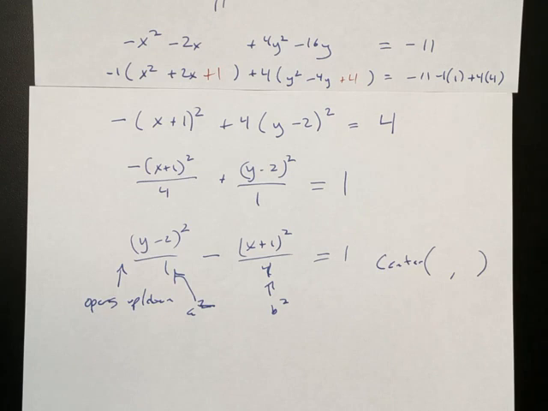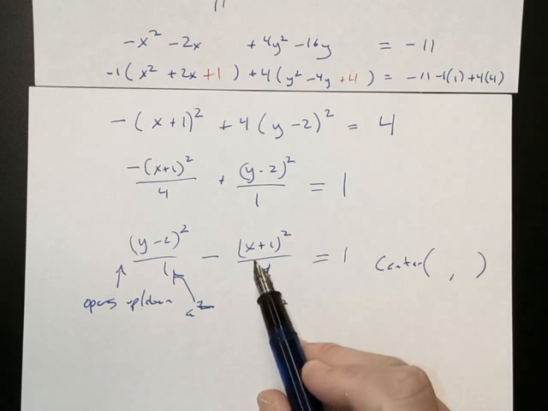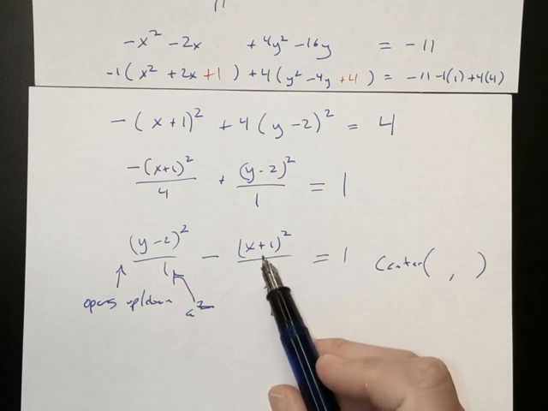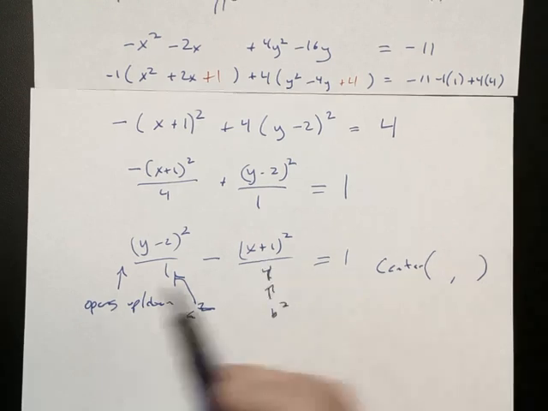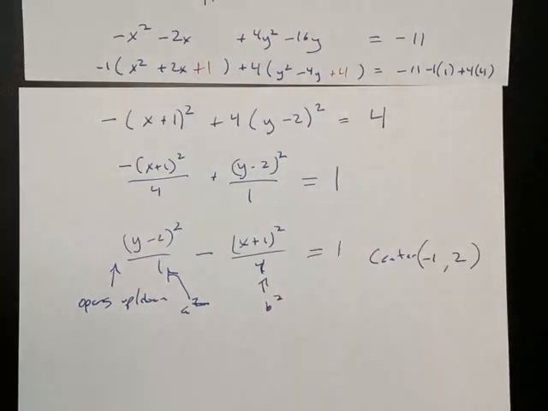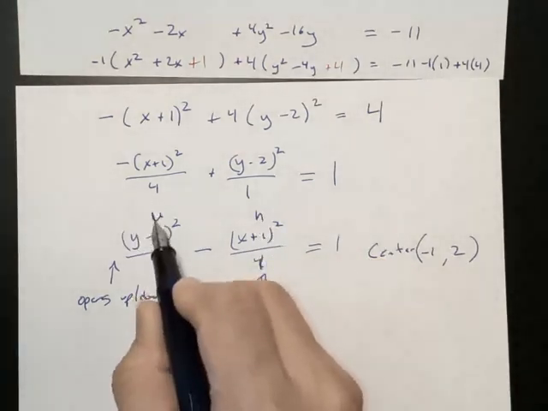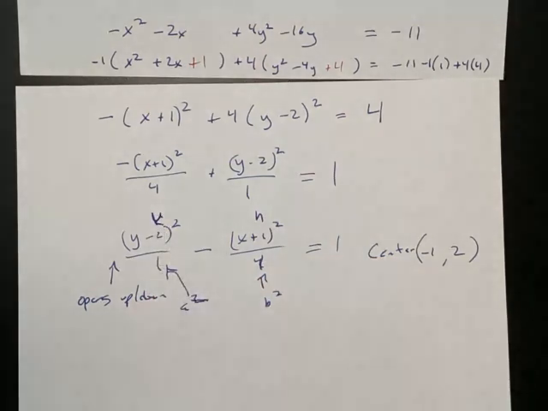Oh, I caught you. No, you were right with 2 and -1, but the -1 is with the x. It's always x with h and y with k, regardless of what order it's in. So the 2 and the -1 were right, but it is -1 for x and 2. Aha, because it's always x and h, y and k.